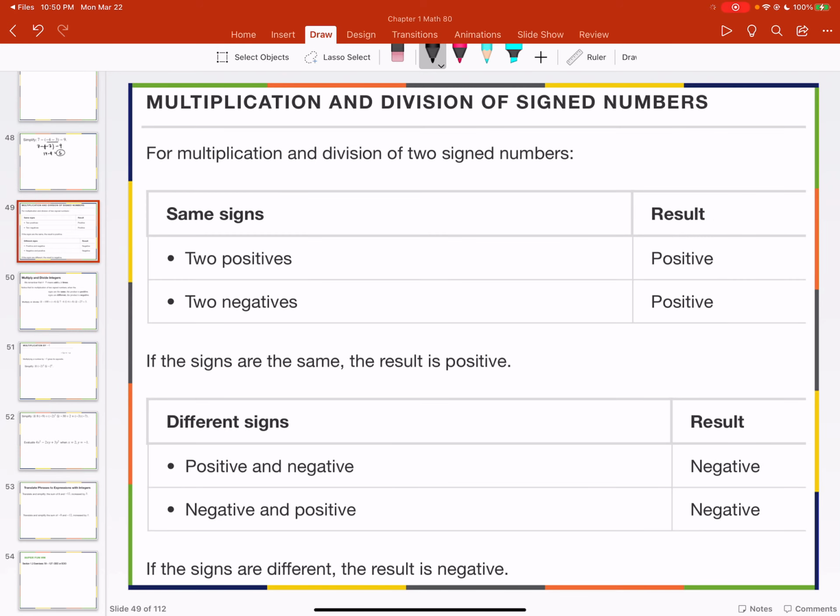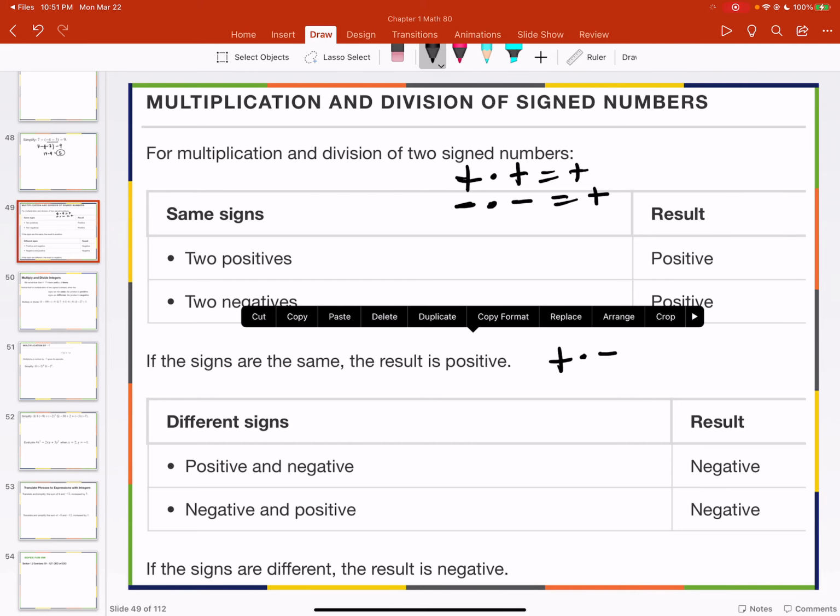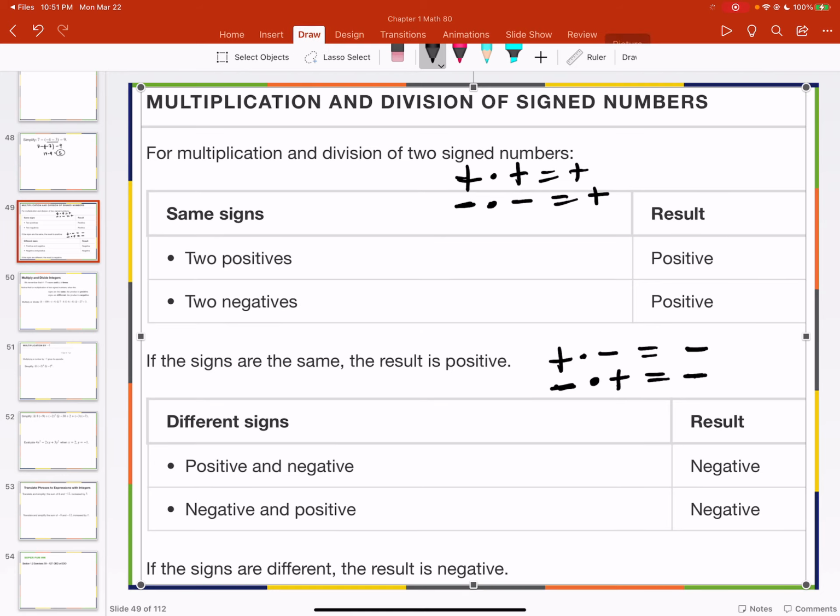Multiplying and dividing. So if you have two positives, some positive number times a positive, that equals a positive. If you have a negative times a negative, that's also equal to positive, okay? Now, if the signs are the same, the answer is positive. This is different than adding and subtracting, okay? It's multiplication and division now. If you have different signs, a positive times a negative, your answer will be negative. And if you have a negative times a positive number, the answer will still be negative, okay?